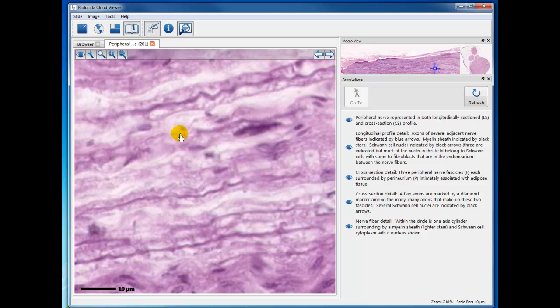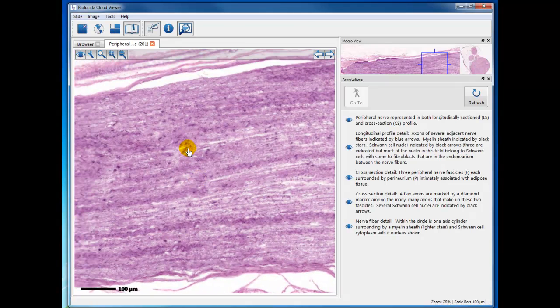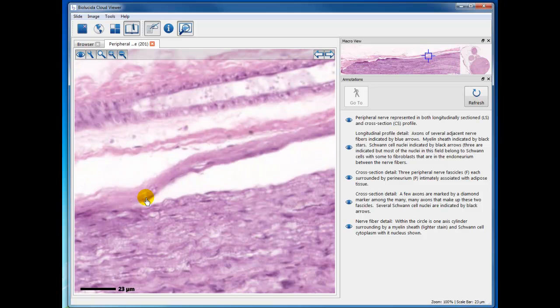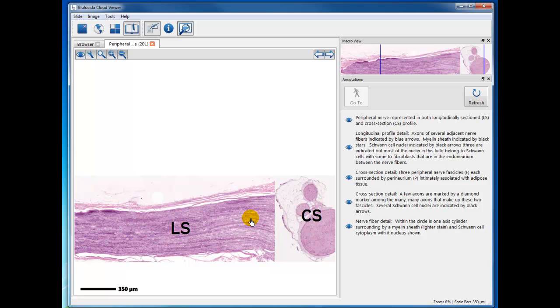Same thing up here. Okay, and then of course you have connective tissue wrapping, the endoneurium, and then on the outside you've got the perineurium. Okay, I think that should be enough, along with the annotations, for you to understand this specimen.